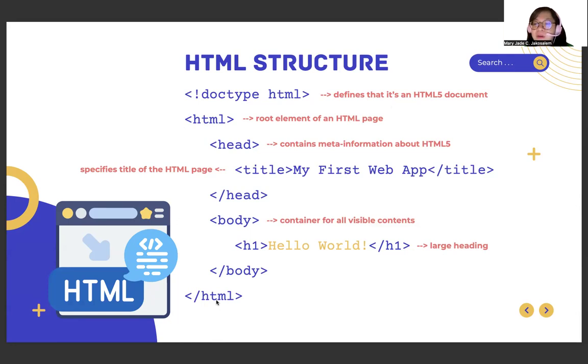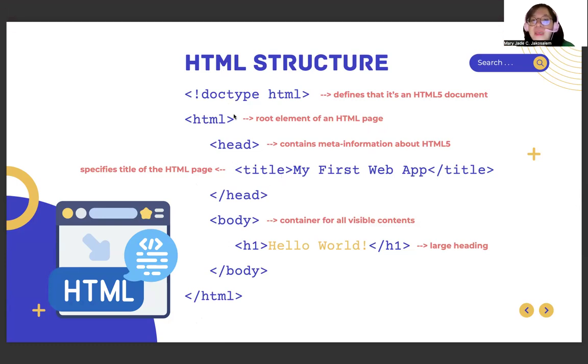The characteristic of a closing tag is that it's similar to an opening tag. However, there is a slash included. Then head here will contain the meta information about the HTML. Remember that everything inside the head will not be reflected in the actual web page. Inside the head, we have the title. This will be the title of our web page. For example, the title is My First Web App. This will show up on the tab, like the tab name, but it will not show up in the actual web page.